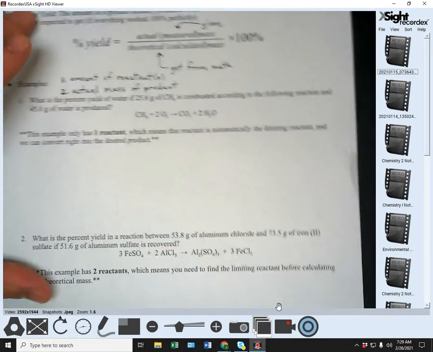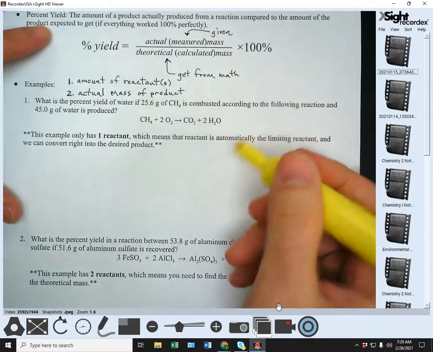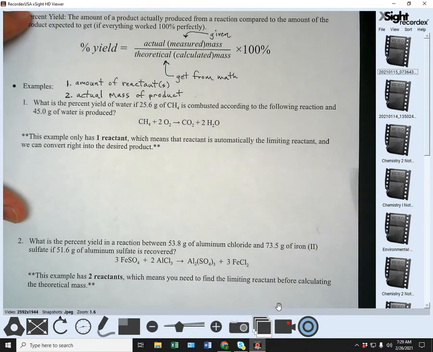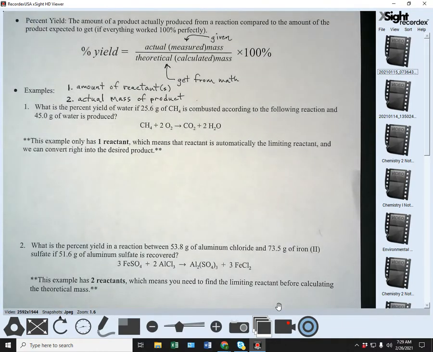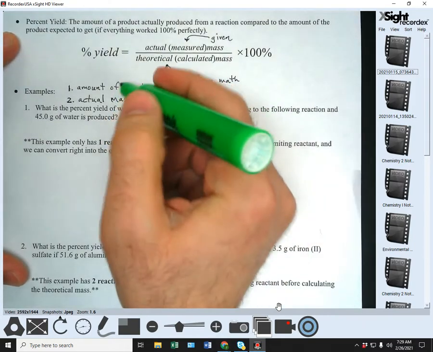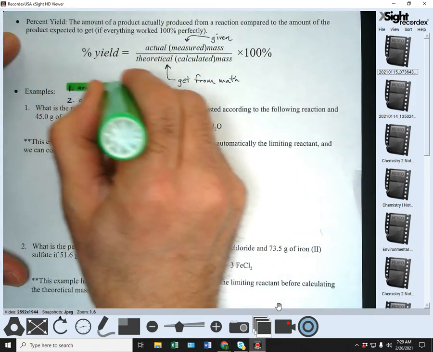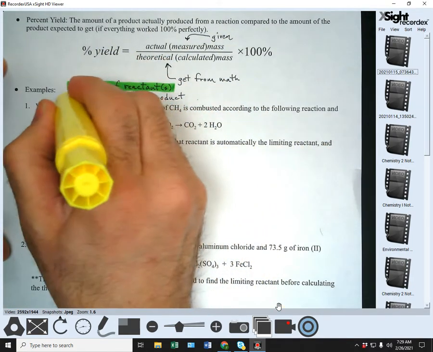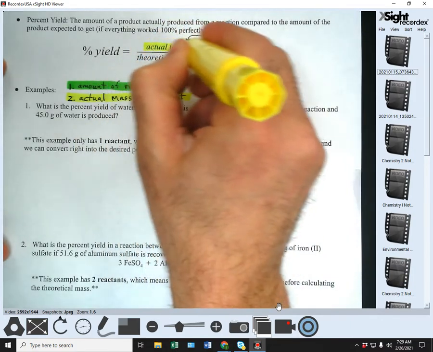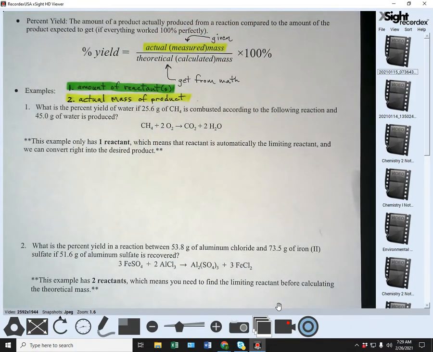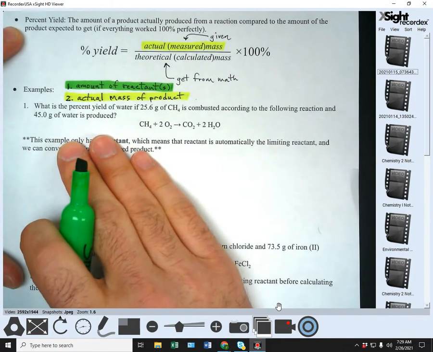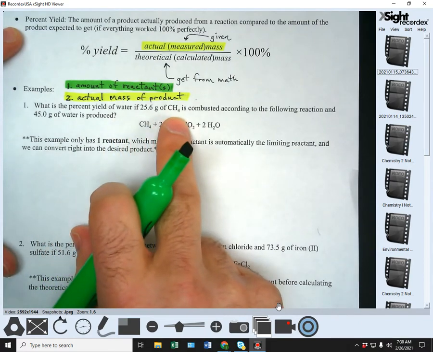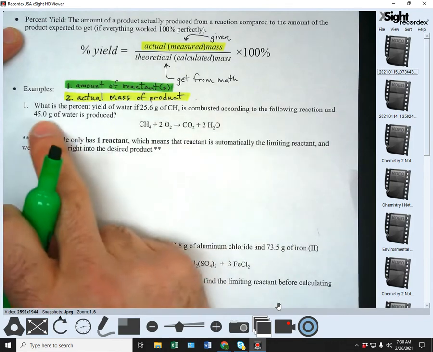Okay, so we want to identify where these things are, what these things are. So I'm going to highlight here the amount of reactants and the actual mass of the product, which is the part that goes up here as well. Okay, so if we look at our problem here, what is the percent yield of water if 25.6 grams of CH4 is combusted according to the following reaction and 45 grams of water is produced?